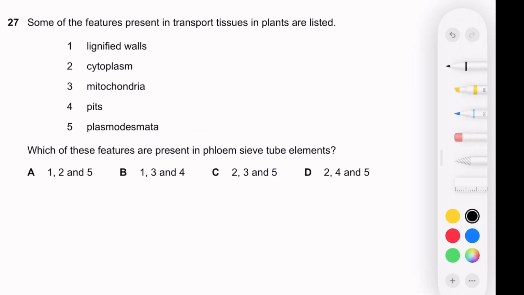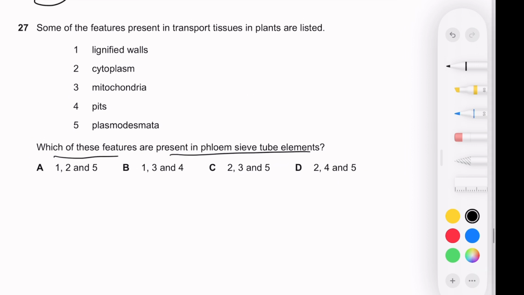Okay, then we've got 27. Some features of transport tissues in plants are listed. Which of the features are present in the phloem sieve tube elements? Okay, phloem sieve tube elements do not have lignified walls. They do have cytoplasm just on their edges.